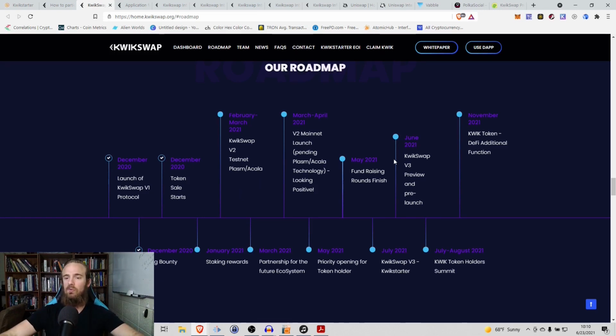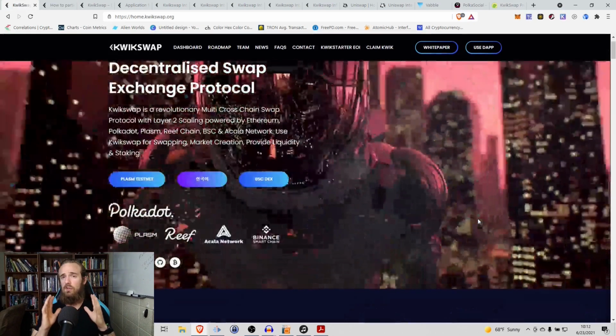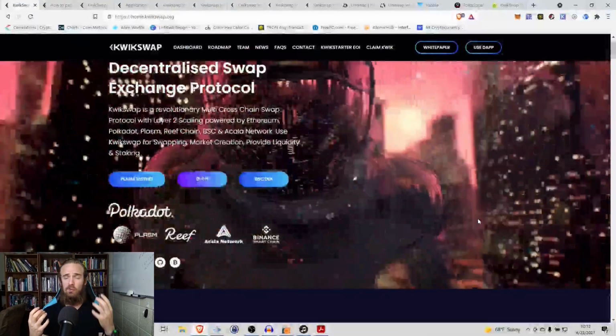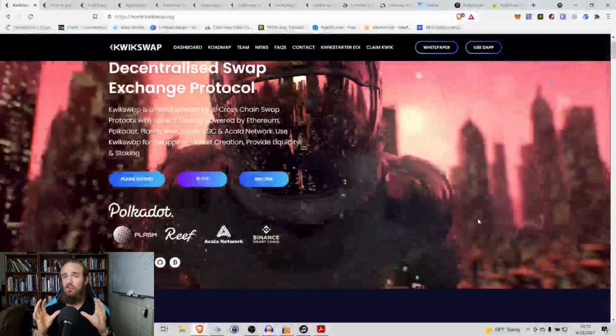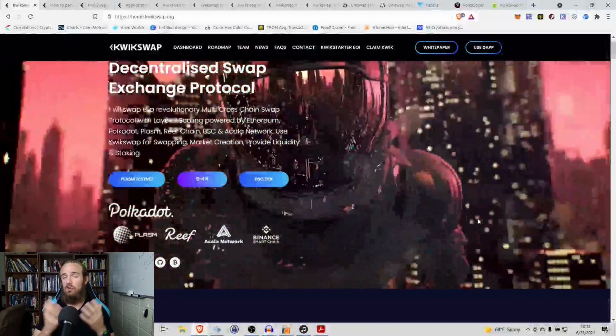But moving forward, as we get into June, we are looking at the version 3 preview and pre-launch. July to August, the KWIK Token Holders Summit, and then November 2021, they're going to be announcing an additional DeFi function. So we've already got quite a bit of functionality now with these use cases for the tokens, but we're looking forward to more in the future. And then obviously moving forward, adding more blockchains, adding more functionality, bringing everything together to deliver a unique, comprehensive cryptocurrency DeFi experience.